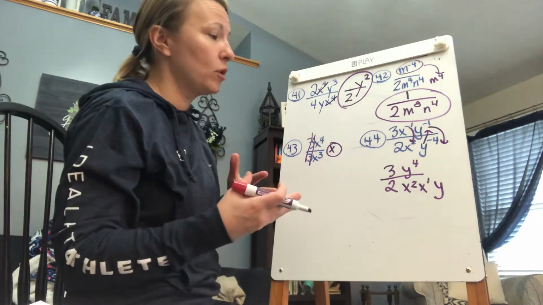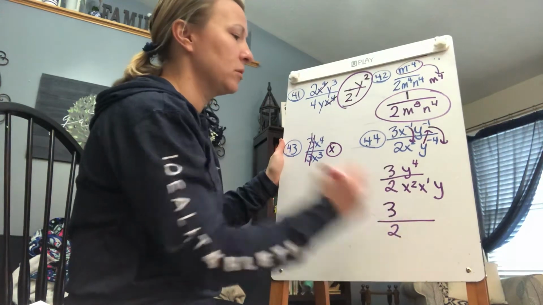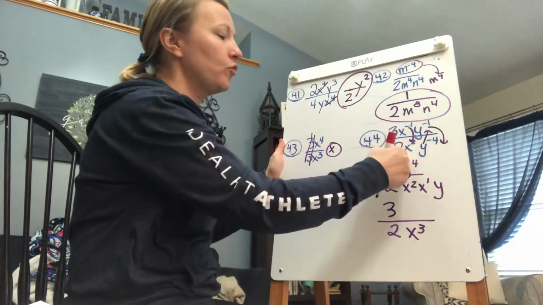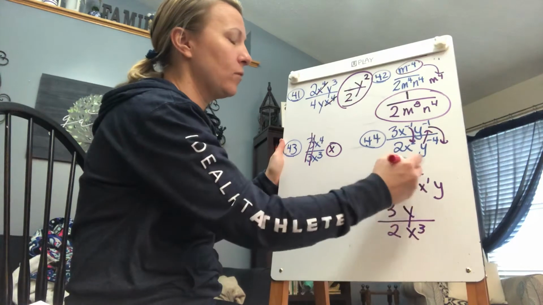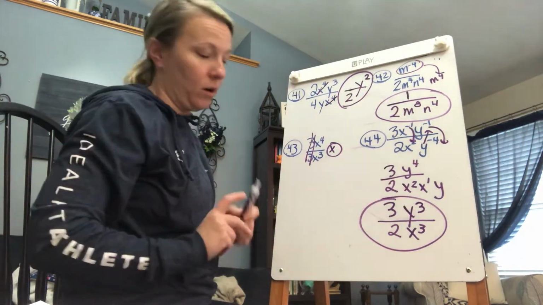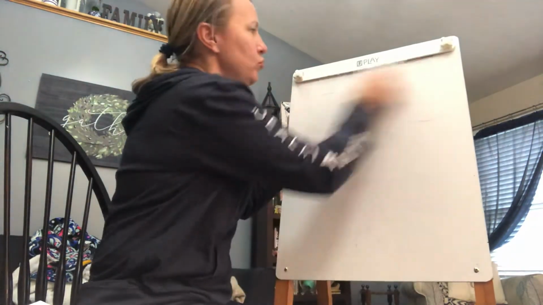And now I'm going to do what I've been doing. 3 over 2 does not cancel, so I have 3 on top, 2 on the bottom. I've got 2 plus 1 gives me 3 x's. There's 4 and 1, so there's more y's on the top. And so that gives me 4 take away 1 gives me 3. So that's what you should get for number 44. Okay, let's go to the next one.